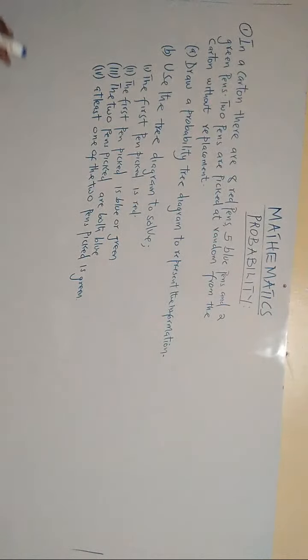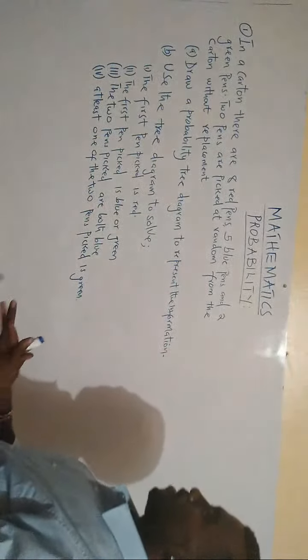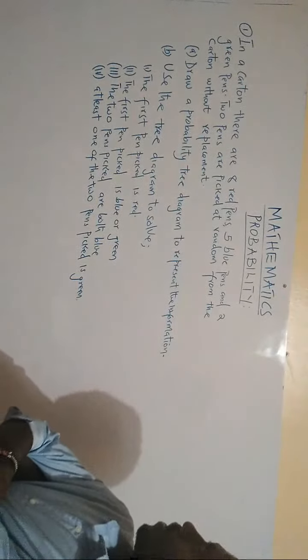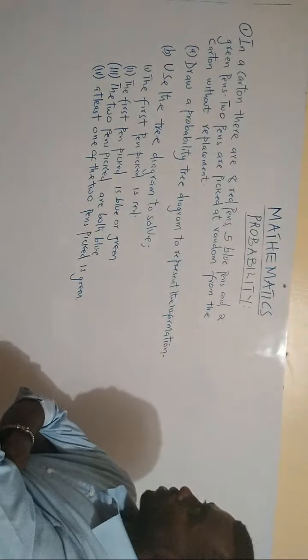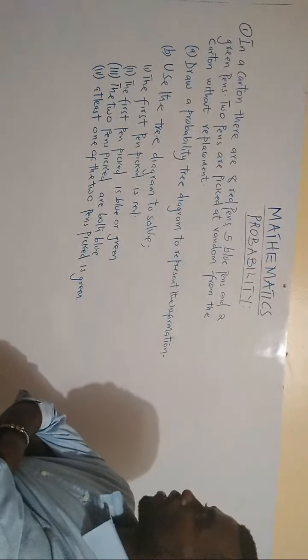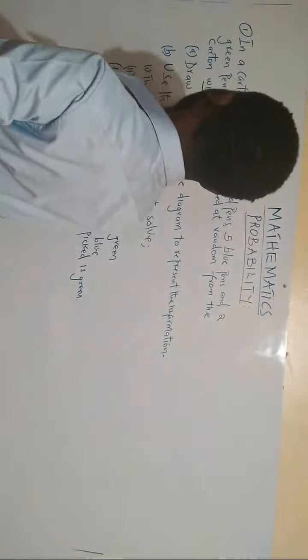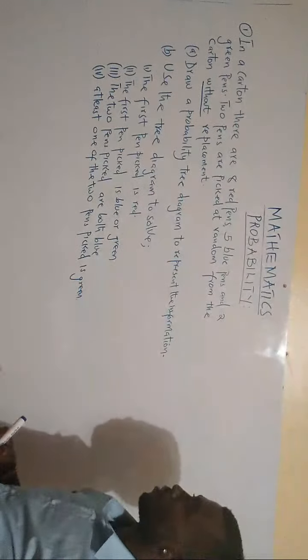Mathematics, probability. So we have an application question. In a carton, there are 8 red pens, 5 blue pens, and 2 green pens. 2 pens are picked at random from the carton without replacement. Draw a probability diagram to represent the information above.